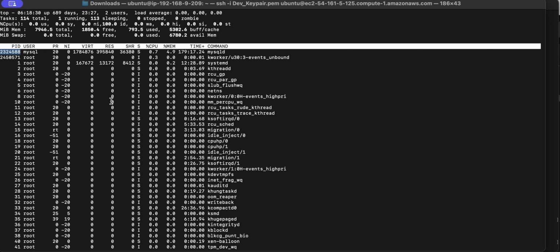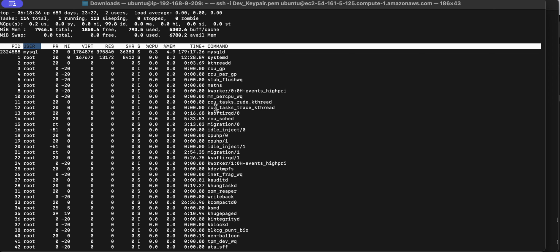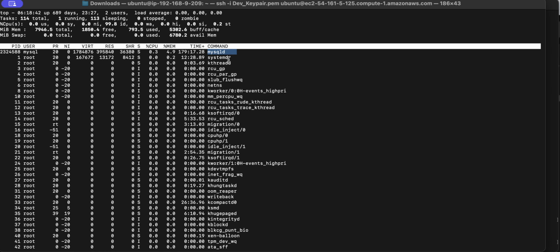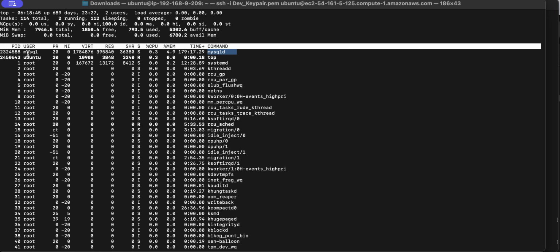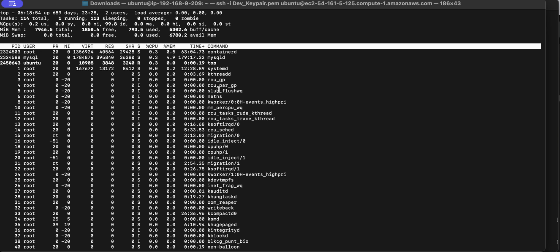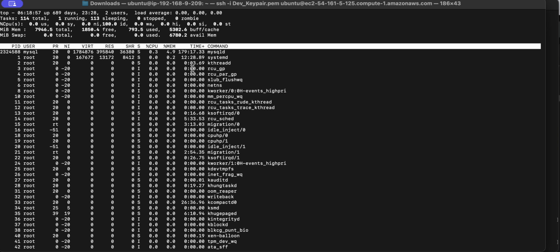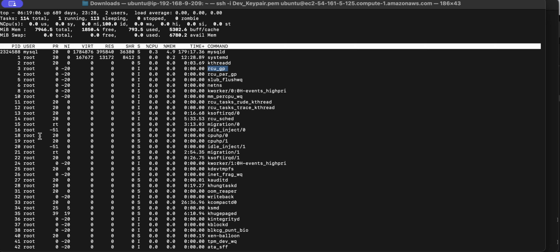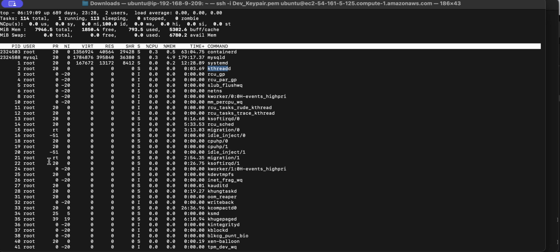Now, what is this user? This is the user who is the owner of this process, who ran that process. If I see mysqld now, it got run by the MySQL user. These values fluctuate and change automatically as per the memory and consumption. For systemd, the owner is root. For almost all of these, root is the user.